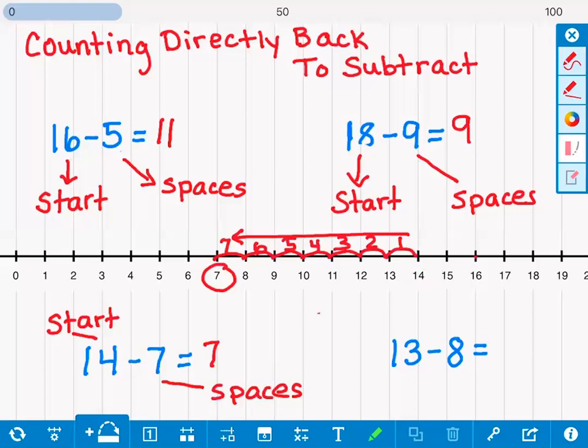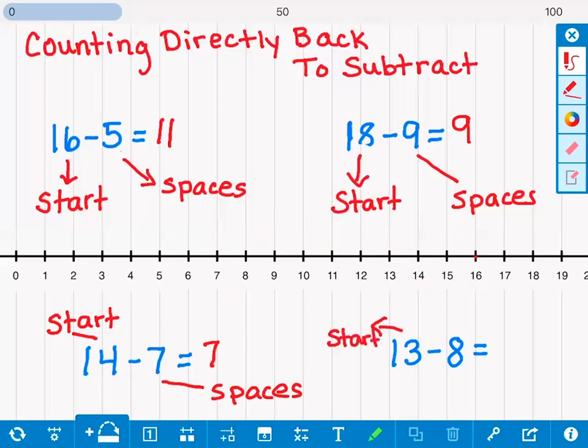All right, let's do 13 minus 8. So I'm going to start with 13, and then I'm going to count backwards 8 spaces. I'm going to start with 13 on the number line, and I'm going to count back 8 spaces.